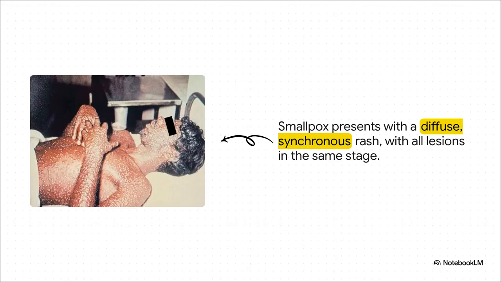You know, since routine vaccinations stopped way back in 1980, most of the world is now susceptible to smallpox. The key thing for diagnosis is the rash. Unlike chickenpox, where you see lesions in all different stages, with smallpox, all the lesions in one part of the body are at the same stage of development. They all evolve together, from spots to pustules to scabs.